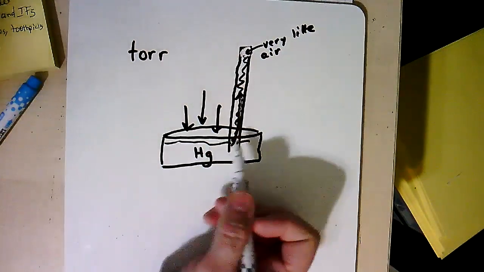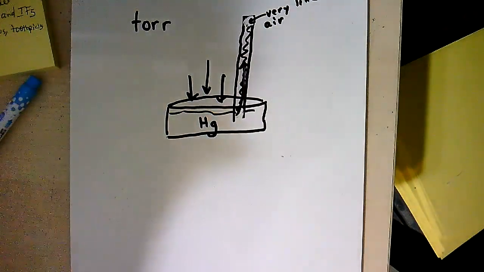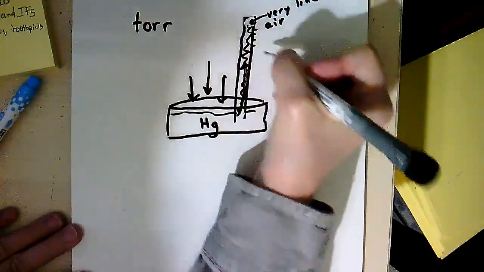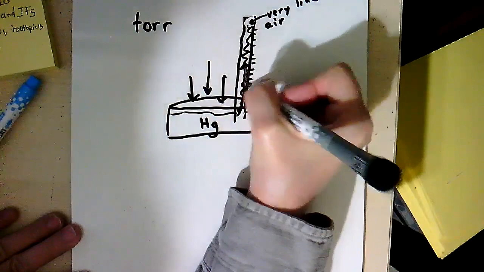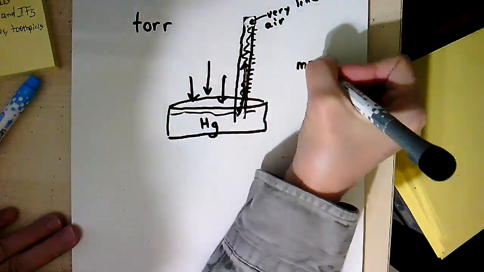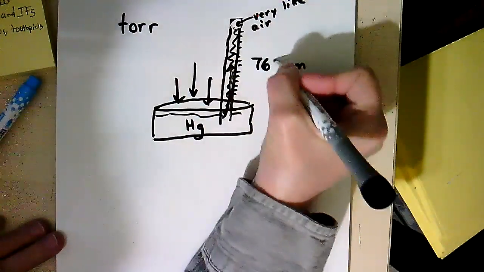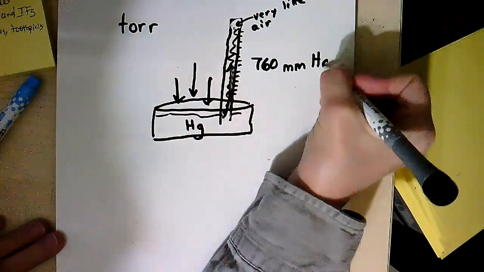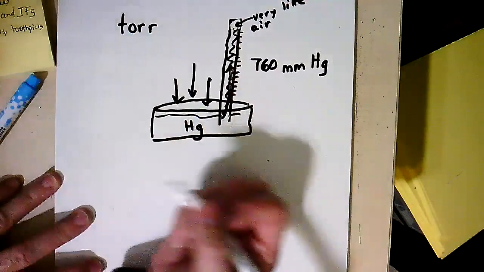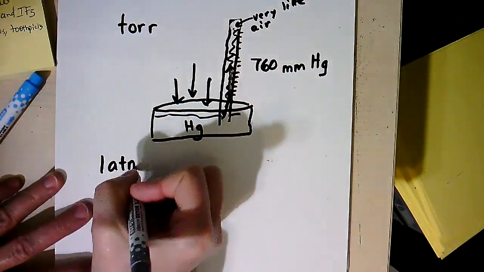above the level of its bath. And then he calibrated it. So he measured the height in millimeters. And it turned out that it was 760 millimeters of mercury on average that turned out to be equal to 1 atmosphere pressure.